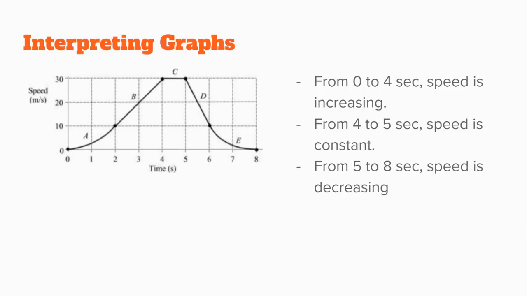So let's interpret graphs. If we look at the graph, we have to see what's going up, what's going down, if it reaches 0, if it goes negative. But in this graph, there are 3 notable behaviors: increasing, constant, and decreasing. So from 0 to 4 seconds, you have to look at the y-axis to find out the variable. Speed is increasing. From 4 to 5 seconds, speed is constant because it does not change. From 5 to 8 seconds, speed is decreasing and finally reaches 0 at 8 seconds.